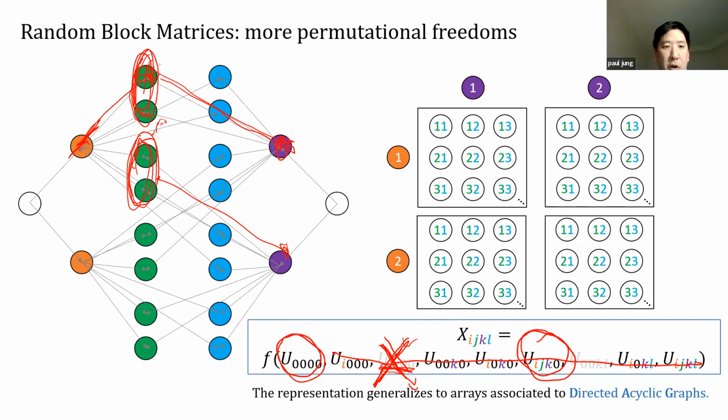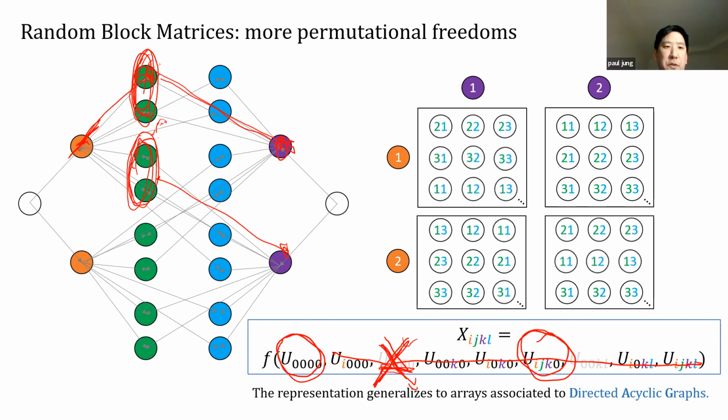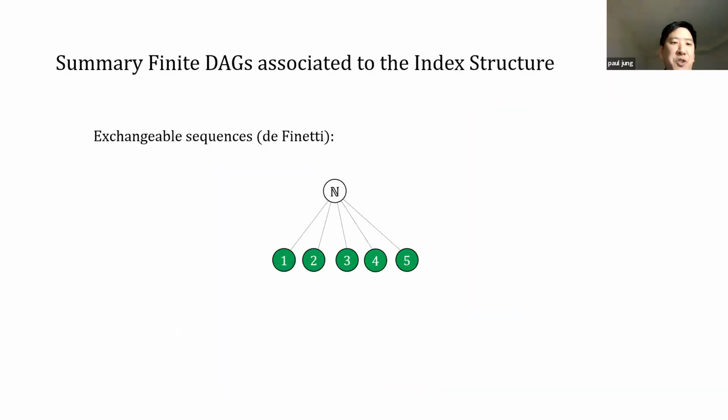Okay, so that's sort of holding with the theme that if we allow for more permutational invariance, then we actually have a simpler representation. Okay, so this is the sort of array that we considered, and I think I've lost some people. So what I'm going to do is go through this again in a slightly different way to give a slightly different picture, which is to describe a summary finite DAG associated to each one of these structures.